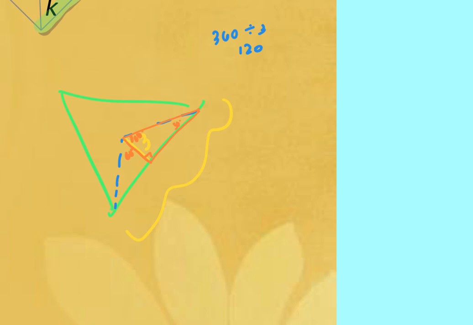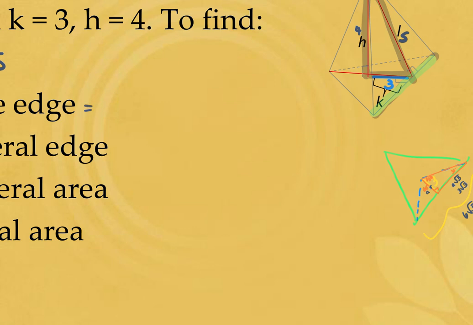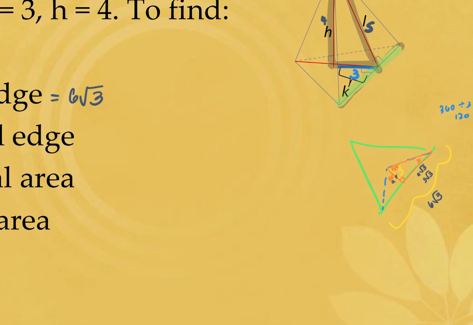Opposite the 30 would be your A. Opposite the 60 would be A root 3. So if 3 is A, then this side is 3 root 3, and that's half your base edge, making the whole base edge 6 root 3. So a little complicated of a process, but we've done it a bunch of times. If it's an equilateral triangle and you're given the apothem, use your 30-60-90 triangles.